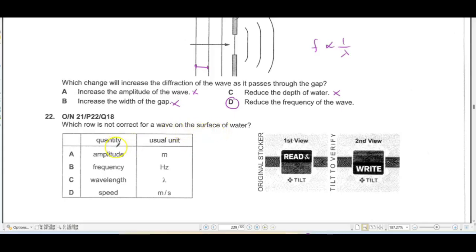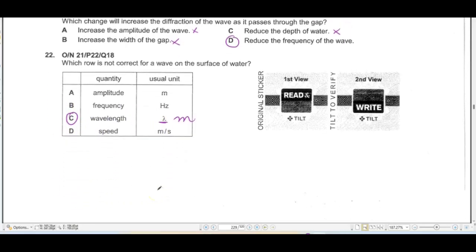Quantity. Amplitude is measured in meters, yes. Frequency is measured in hertz, yes. Wavelength is measured in meters. This is the symbol for wavelength, not its unit. So C is not correct. Speed is measured in meters per second.